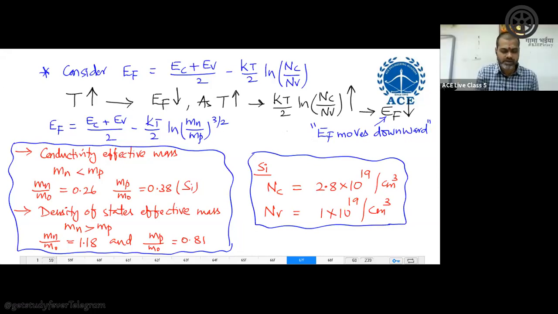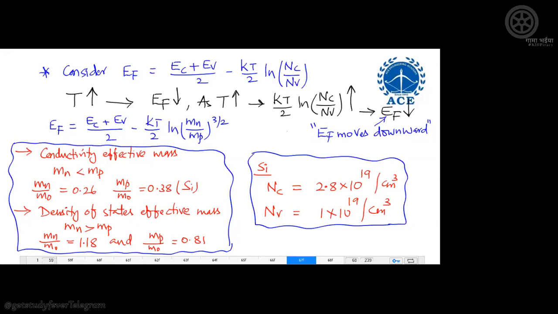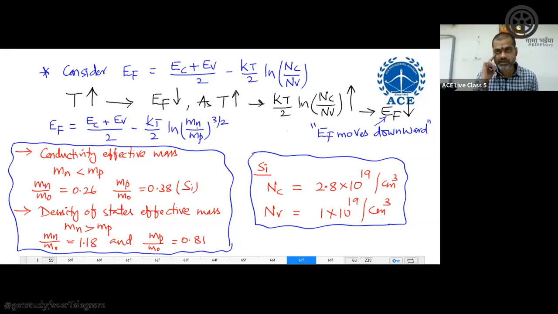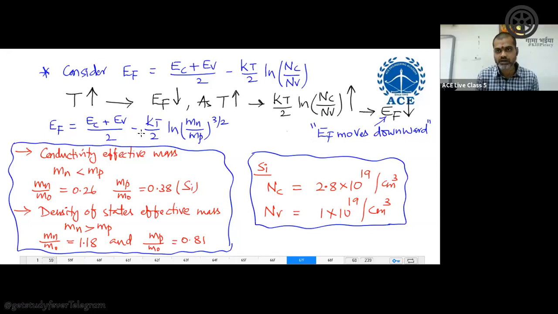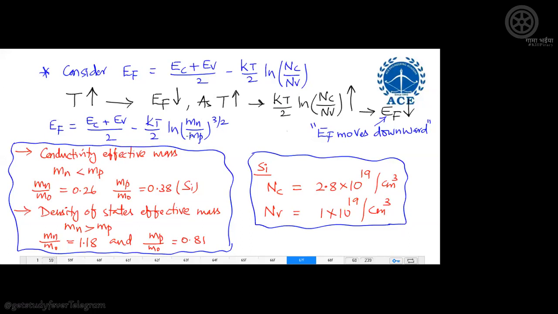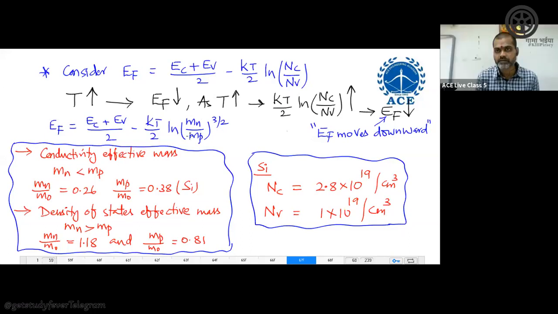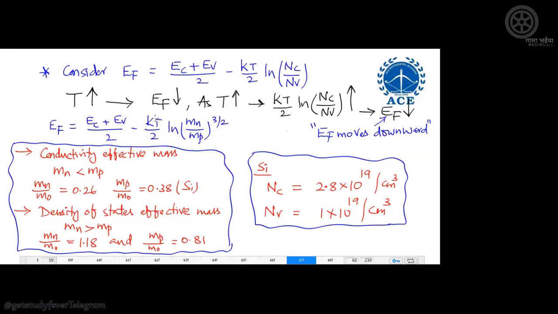It is effective mass. See, what are Mn and Mp? Mn and Mp are the effective masses, no? Can you see in the mathematical equation Mn and Mp are present? Now, will they affect your EF or not? If Mn is less than Mp, Mn by Mp is going to be less than 1. The logarithm of that function will become negative, and already a minus sign is there. So overall it will become plus.